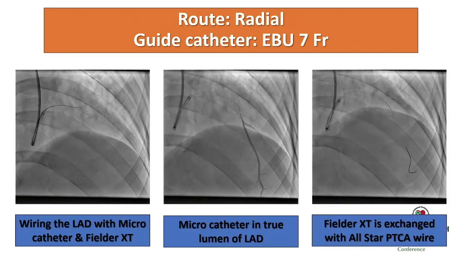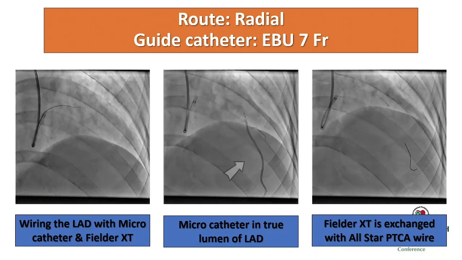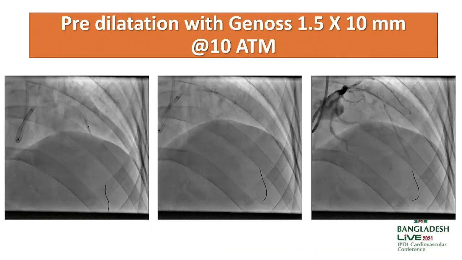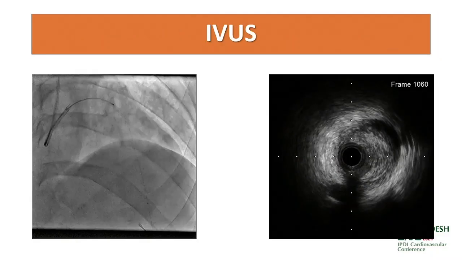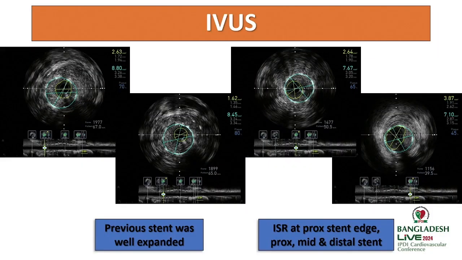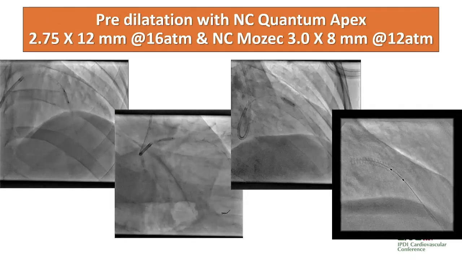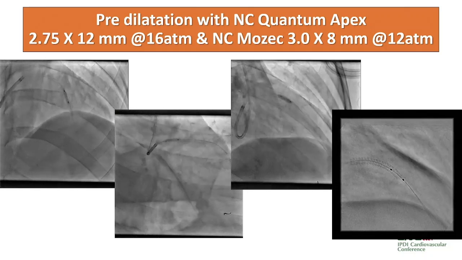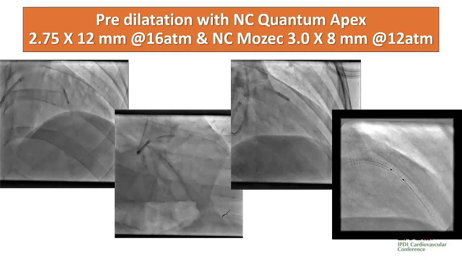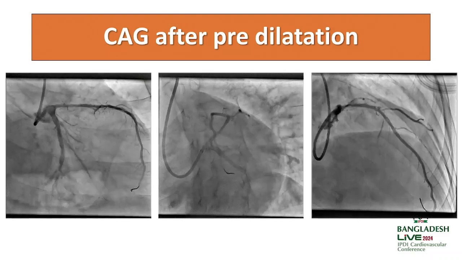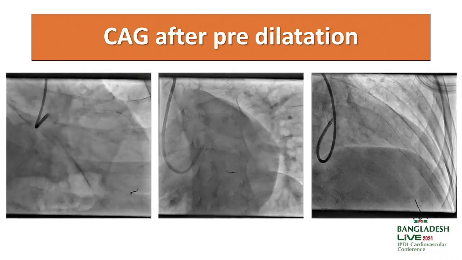We wired the lesion with the help of a microcatheter and Filter XT and Hollister PTC wire. Then pre-dilate with a Genoss 1.5 into 10 mm balloon. Then we do the IVUS. IVUS shows the previous stent was well expanded, but there is ISR at the proximal, mid and distal stent, and MLA was significantly reduced, and minimal MLA was 1.62 in the proximal LAD. So we sequentially pre-dilate the lesion with an NC Quantum Apex 2.75 into 12 balloon, then a 3 into 8 mm balloon, and this is the final CAG after the pre-dilatation.